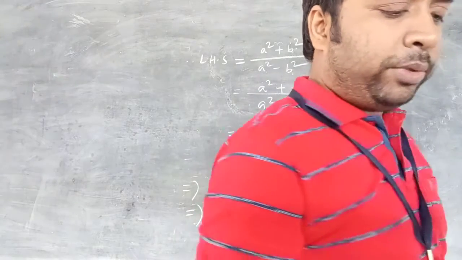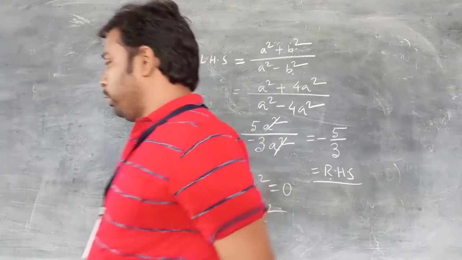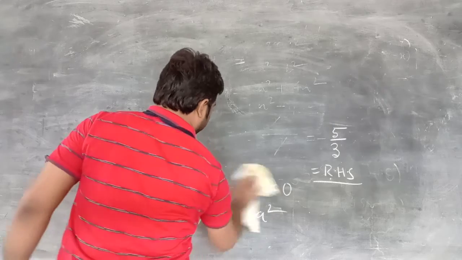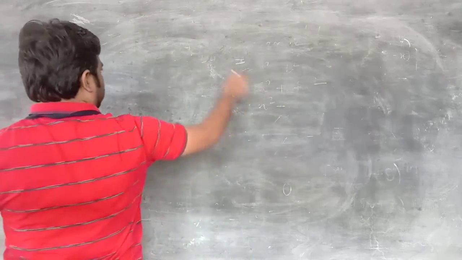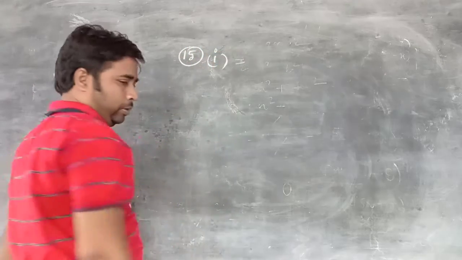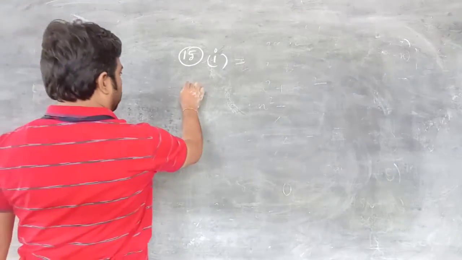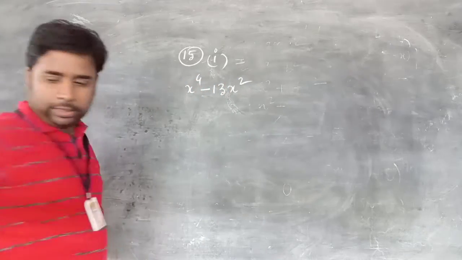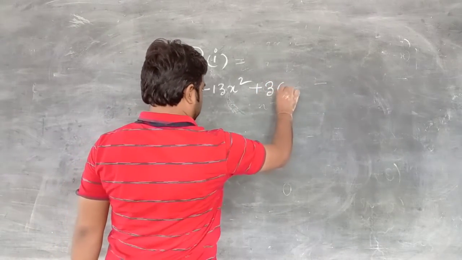Okay, so I am doing some sums. How to solve the equation? See, question number 15(1): x to the power 4 minus 13x square plus 36 equal to 0.